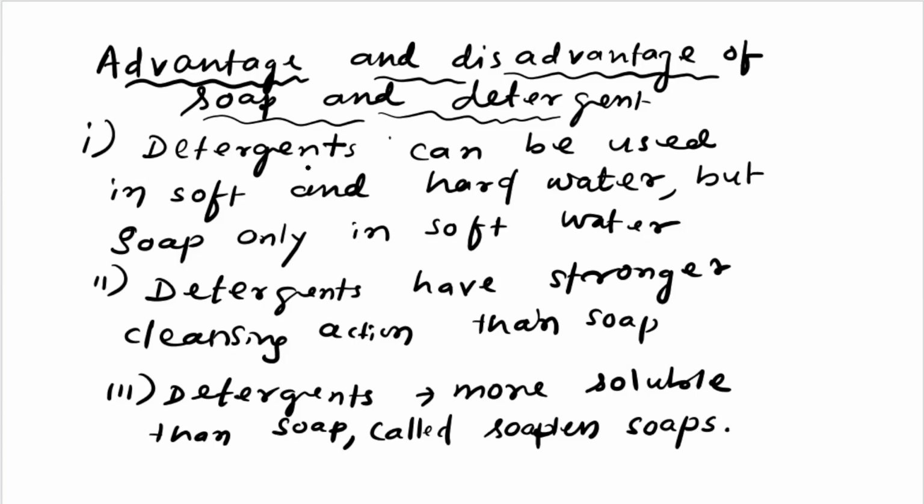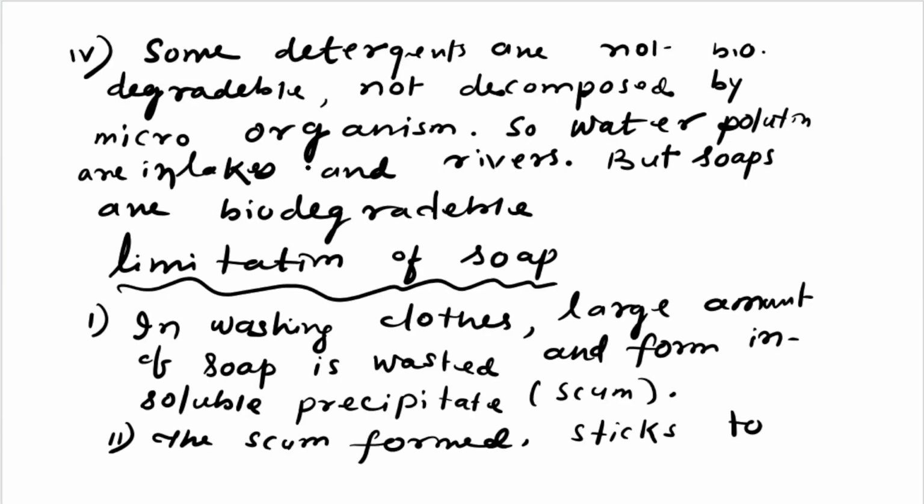Detergents are more soluble than soap, so they are called soapless soap. Some detergents are not biodegradable, not decomposed by microorganisms, so water pollution takes place in lakes and rivers, but soaps are biodegradable. Now you can find this point is an advantage of soaps, and the other points are very much advantages of detergent over soap.